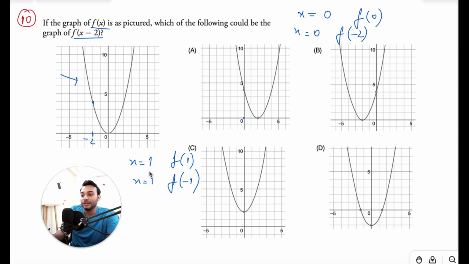At x is equal to 1, initially it was 1, this point. Now at x is equal to 1, it's fetching whatever was happening for x is equal to negative 1, this one. So this comes here. So 2 units to the right. The shift is 2 units to the right when it's f of x minus a, and the shift is a units to the left if it's x plus a.